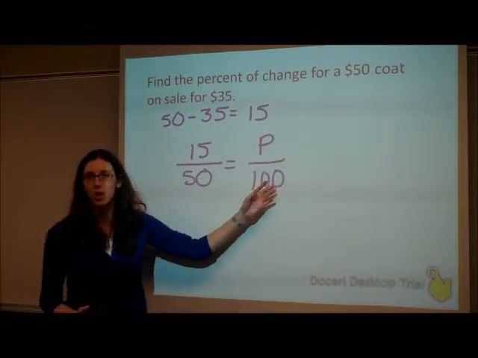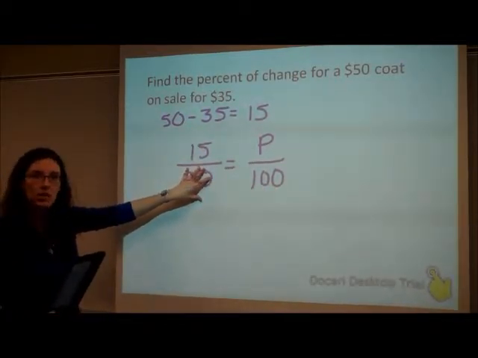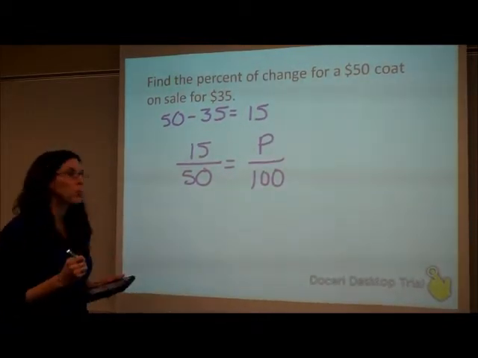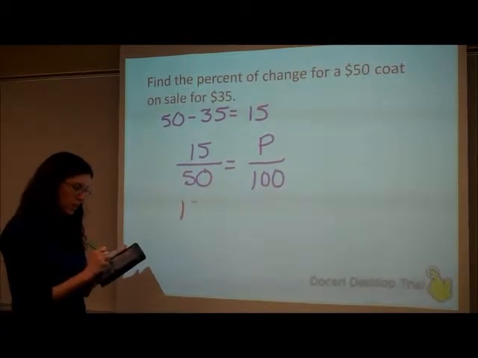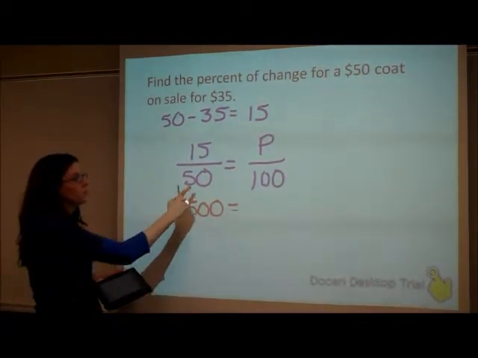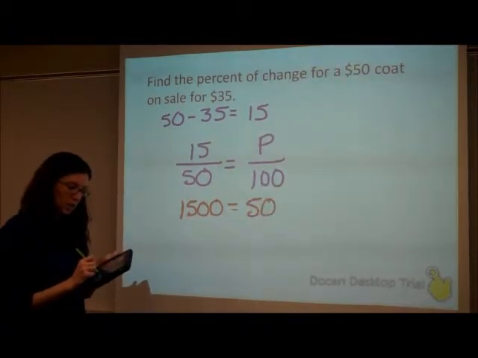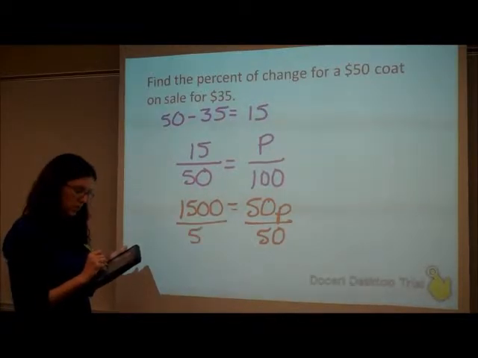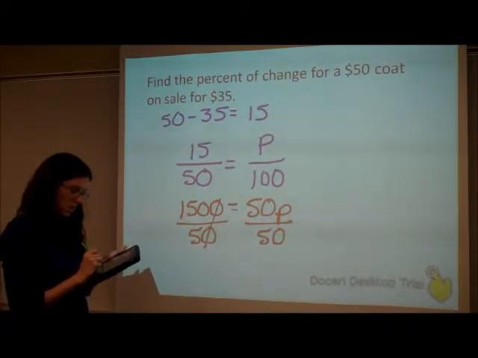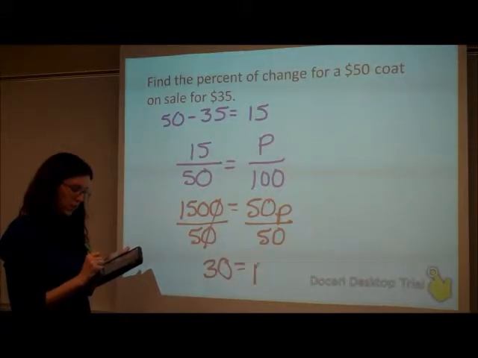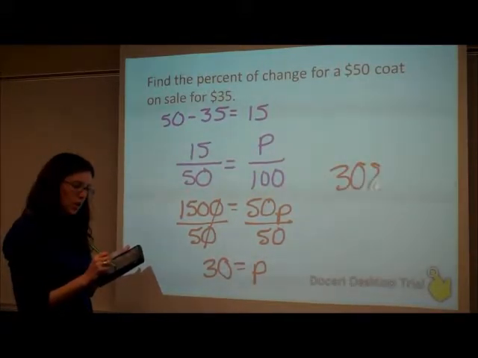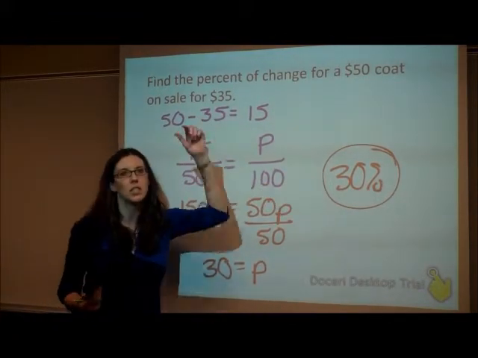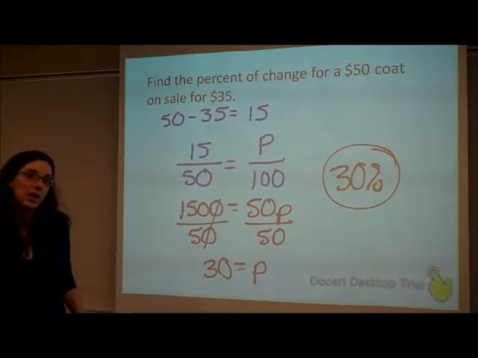It's a percent out of 100. Okay, I want to know what portion this is from this. Should be the same as my percent out of 100. So solving that proportion, 15 times 100 would be 1,500, would equal 50 times P. Now to solve that, I need to divide both sides by 50, which will give me 30. So that means there was a 30% change, and in this case, a 30% decrease, okay, because the price went down.